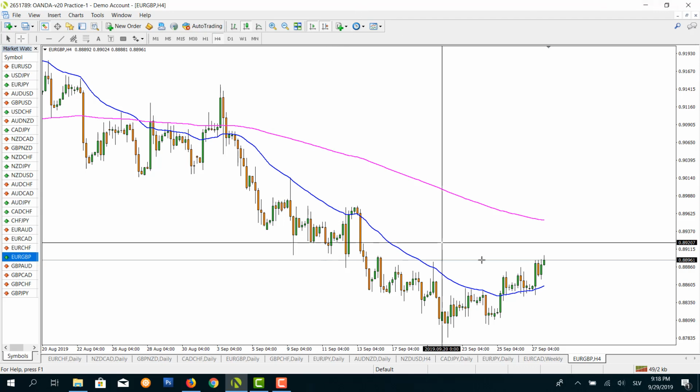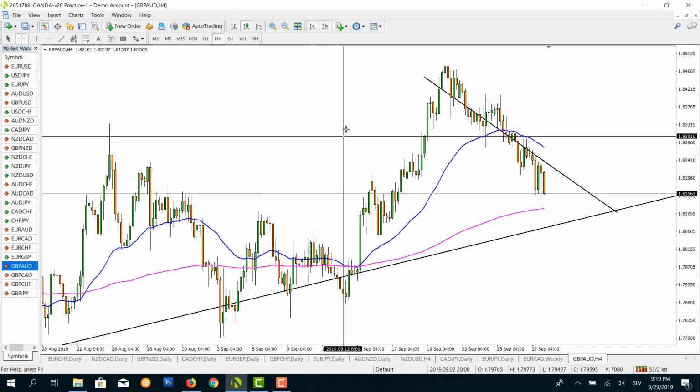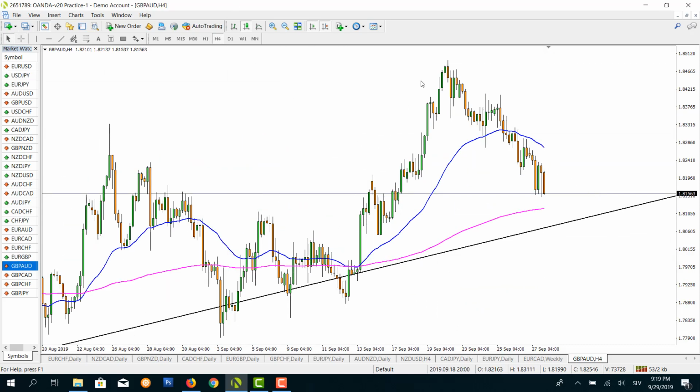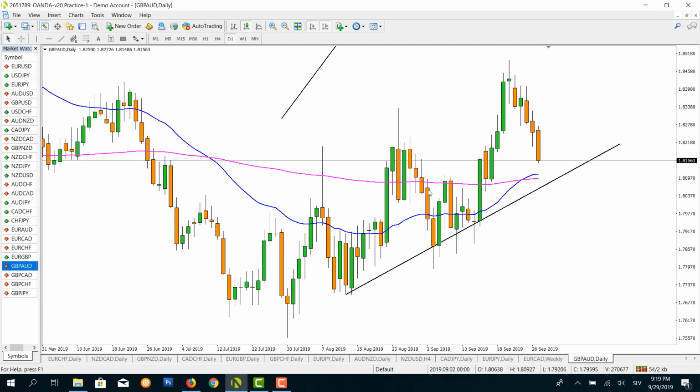Let's move on, guys. Euro pound, it's more of a lower time frame trade, as we said. There are not a lot of setups recently, but there's a lot of valuable information in this weekly analysis. Just a bearish candle on a weekly, nothing much.